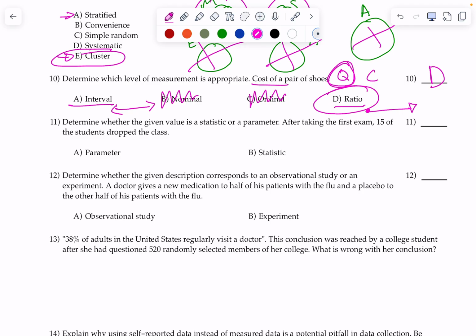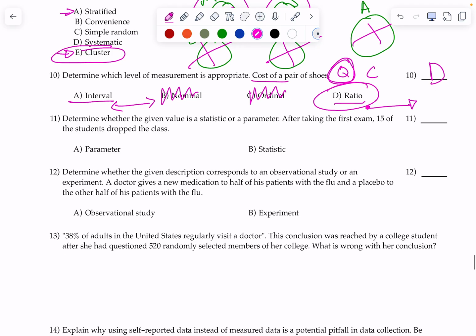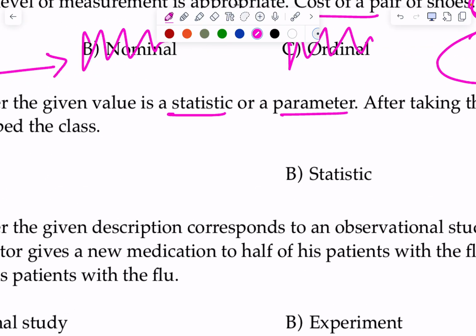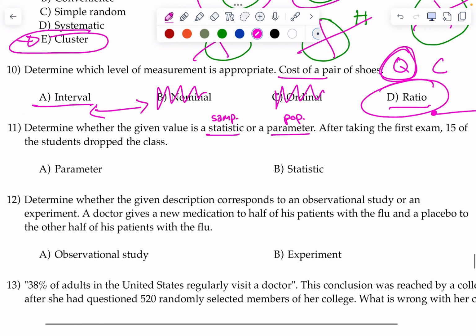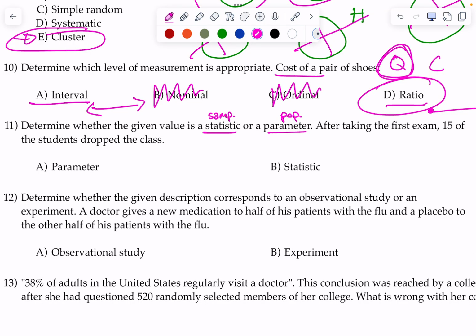Okay? All right, 11. Determine whether the given value is a statistic or a parameter. What's the difference? Statistic is sample, parameter is population. Yep, parameter is a population. All right, so after taking the first exam, 15 of the students dropped the class. I'm going to say parameter because you're talking about like 15 out of the whole group, right? You're talking a whole group. I'm going to say parameter. Anybody else want to like think that that's a sample?